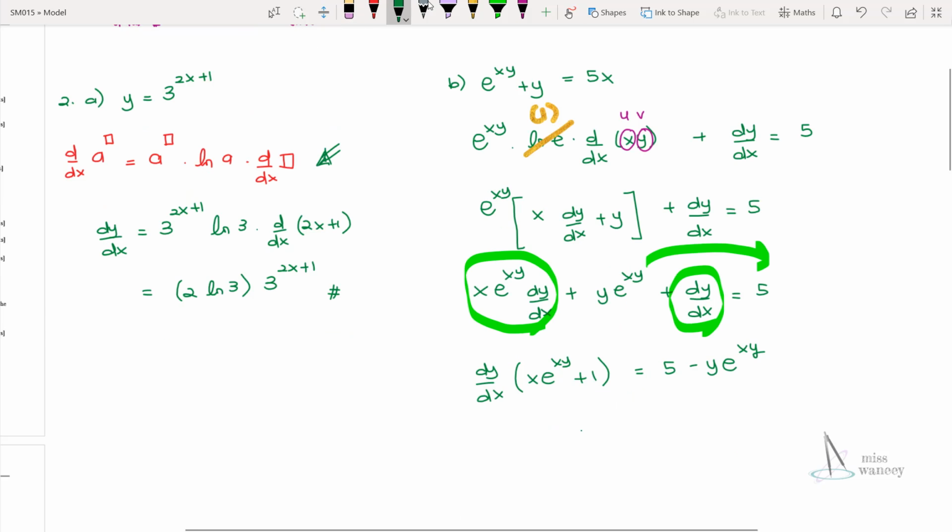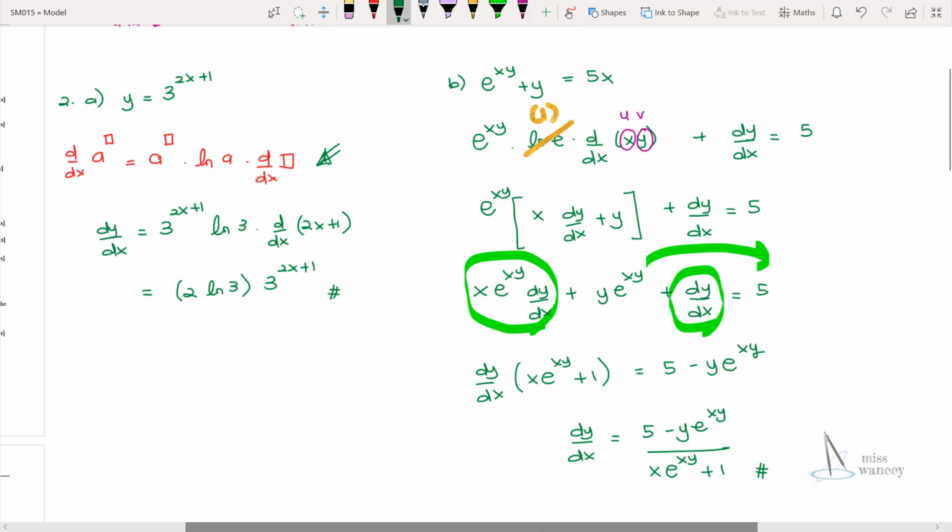Alright, so if we make dy over dx the subject, we are going to get 5 minus y e^(xy) over x e^(xy) plus 1. Done with question number 2b.